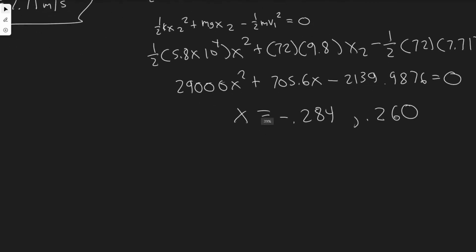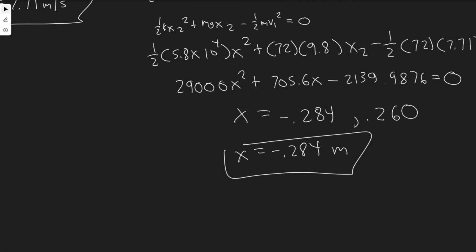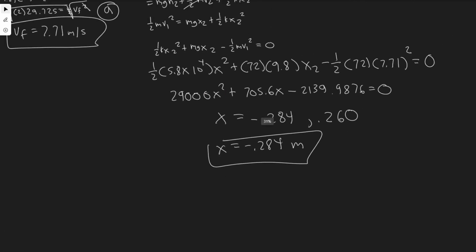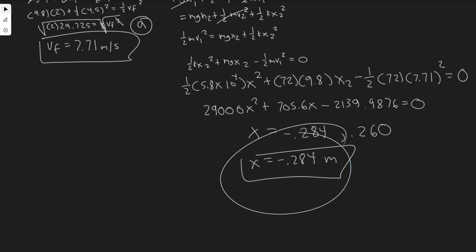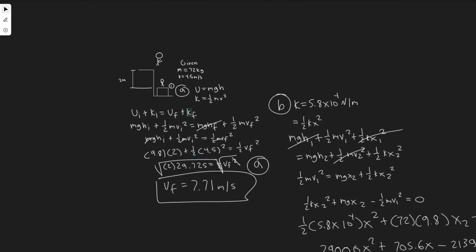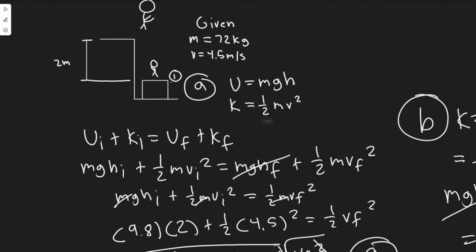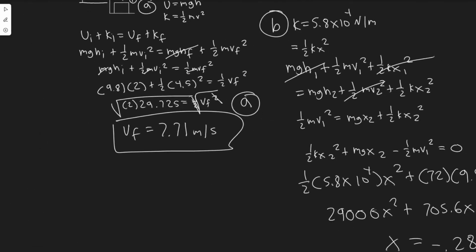So x is going to be equal to minus 0.284. So if we look exactly at what they're asking, how far does he depress it? So he depresses it 0.284 meters. The negative is just indicating the direction it's in. So this would be meters. So that's why that is. So yeah, minus 0.284 meters, that's going to be how far it's depressed. So this distance right here. But yeah, that's going to be the answer to the second part. This was your answer to A.